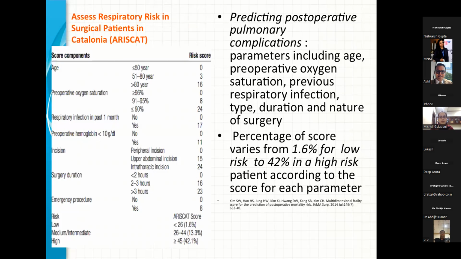Another commonly used score is the ARISCAT, or Assess Respiratory Risk in Surgical Patients in Catalonia. It helps in predicting the postoperative pulmonary complications and includes various parameters. And similarly, scores are given and the percentage varies from 1.6% to 42% according to the scores given.